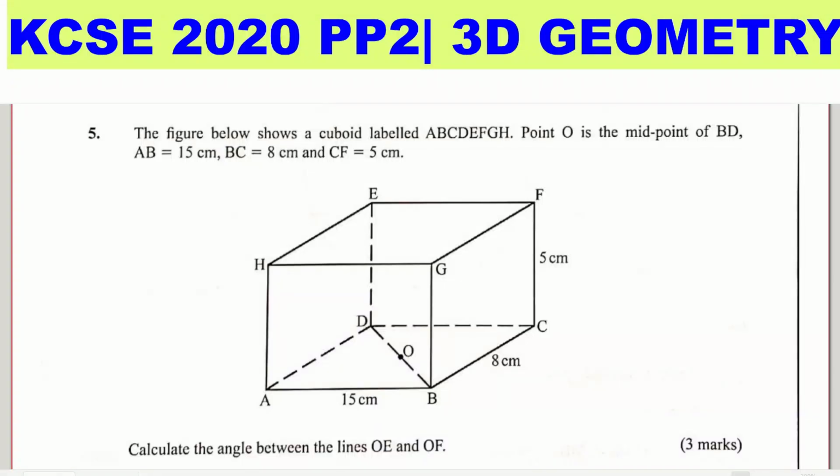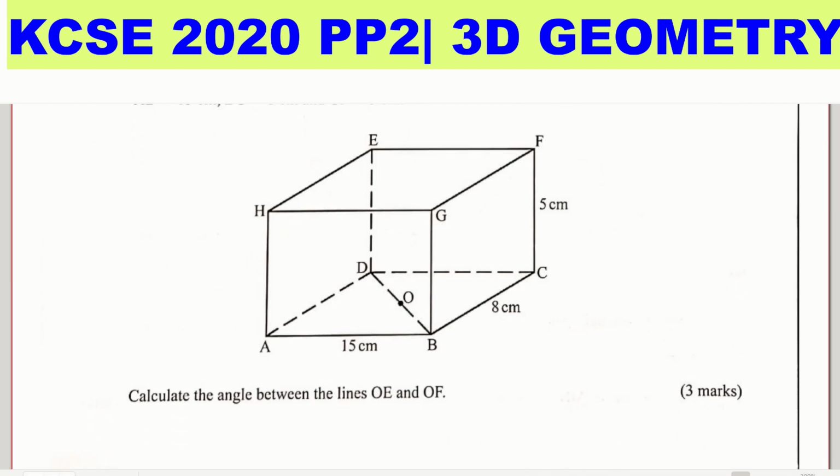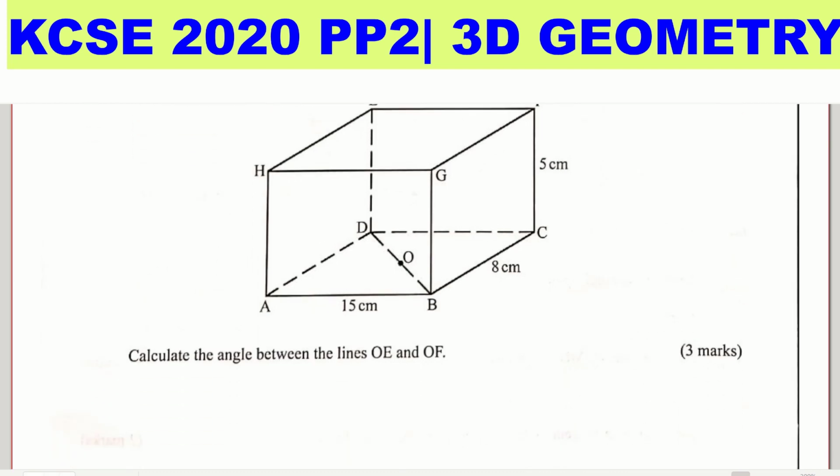KCSE 2020, paper 2, 3D geometry, question number 5. The figure below shows a cuboid labeled ABCDEFGH. Point O is the midpoint of BD. AB is equal to 15 centimeters, BC is equal to 8 centimeters, and CF is equal to 5 centimeters. So the diagram is there. Calculate the angle between the lines OE and OF.